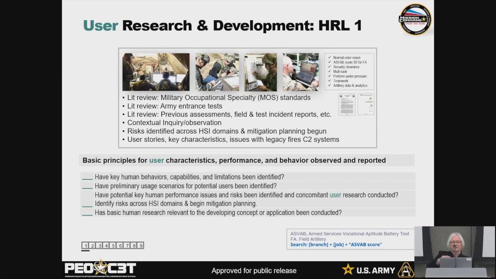Looking back at some of the characteristics of my users, they have to have normal color vision, unless they have a waiver. I looked at their ASVAB scores. They have to have a security clearance. They need to multitask. They have to work under pressure. And there's a lot of teamwork involved, a lot of memorization, a lot of artillery data and a lot of analytics. So they have to keep a lot of information in their heads for processing later on. And so it told us that we needed to look at ways to automate some of that within the system where we could and to help augment human performance.